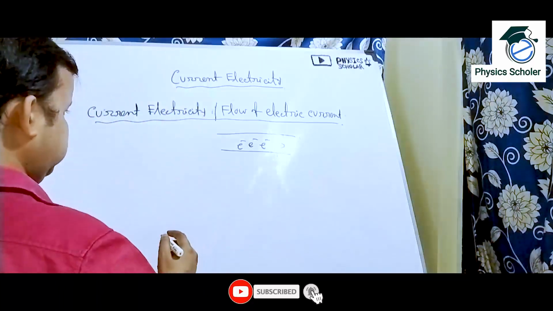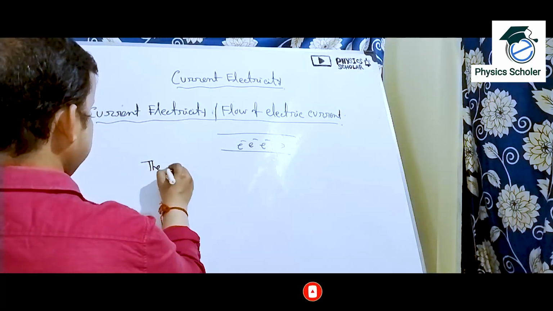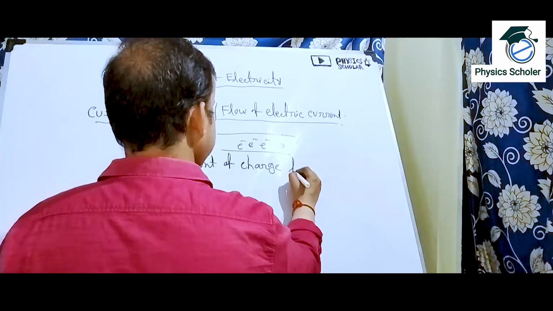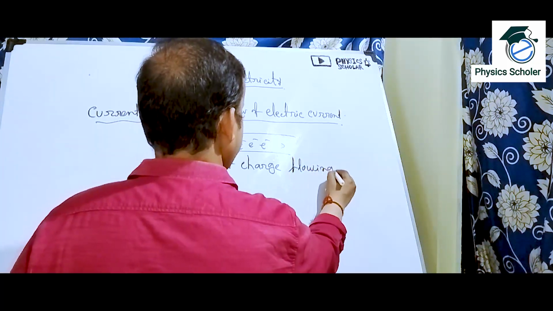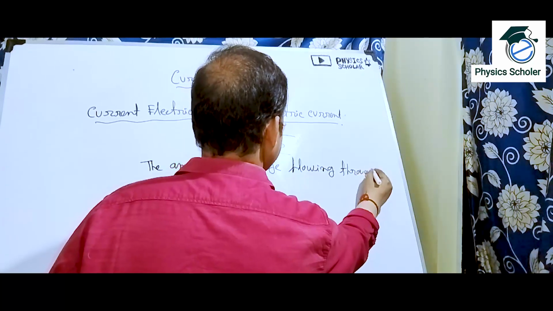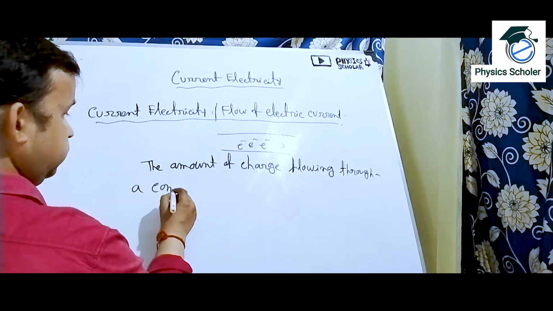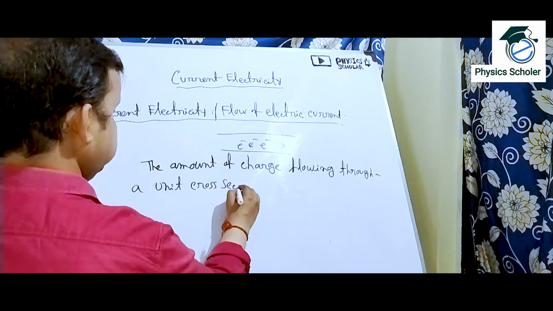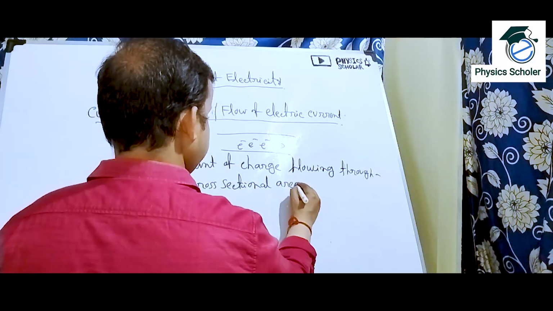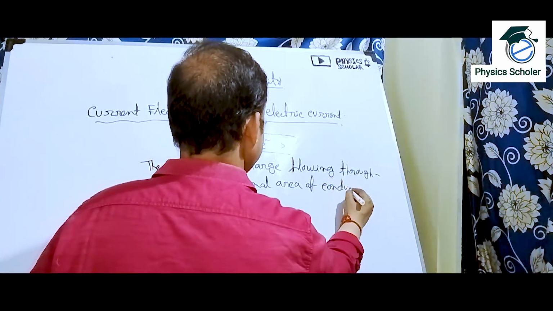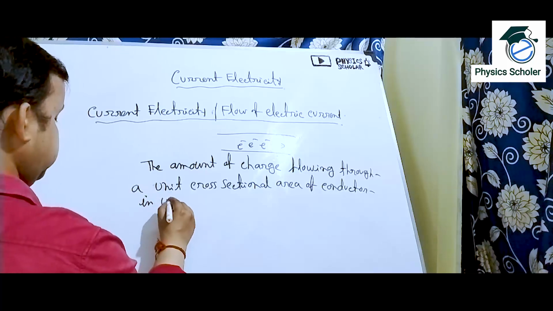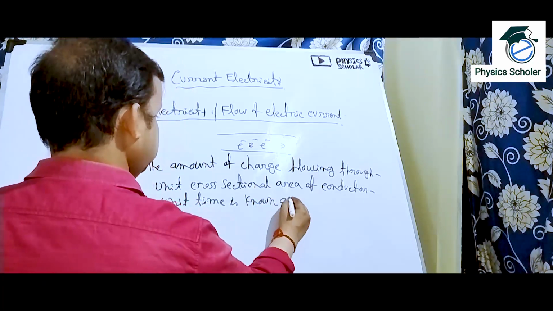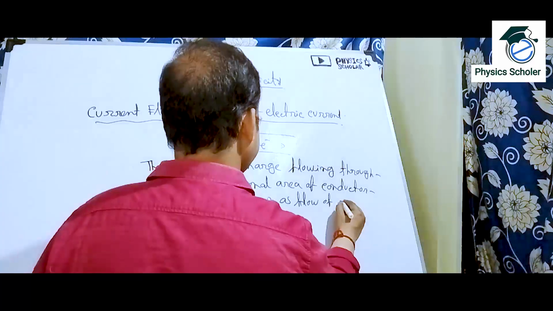So what is the definition? The amount of charge flowing through a conductor through a unit cross sectional area of the conductor in unit time is known as flow of electric current.